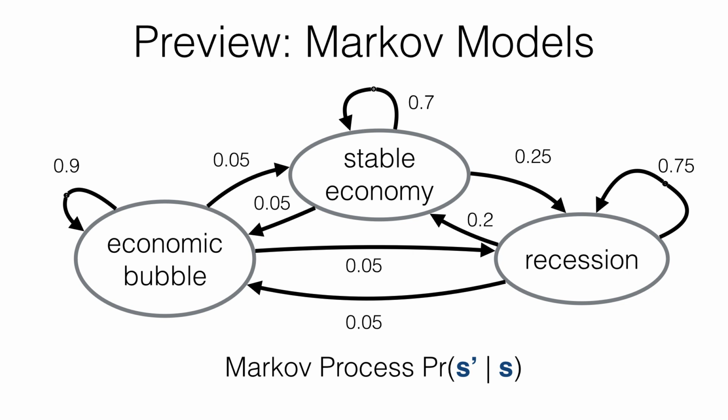So maybe you have economic bubbles, and if you're in a bubble, you have a 0.9 probability of staying in that bubble. But then every now and then, 0.05 of the time, you move from the bubble to a stable economy, and 0.05 of the time, you move from the economic bubble to a burst, and you get a recession. And then maybe a recession stays a recession 0.75 of the time, and sometimes it transitions to the stable economy, et cetera, et cetera. Let's not think too much about this.